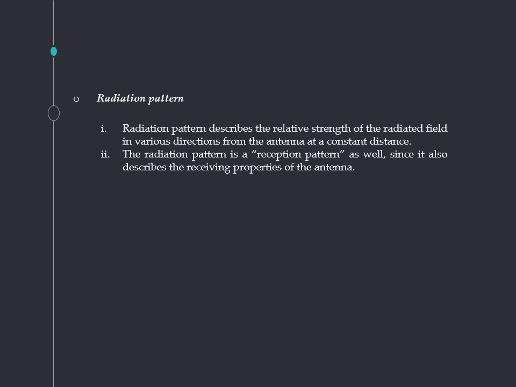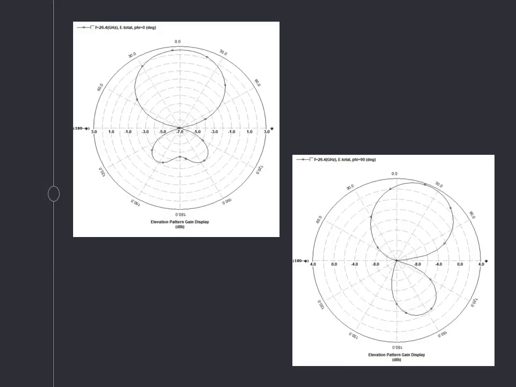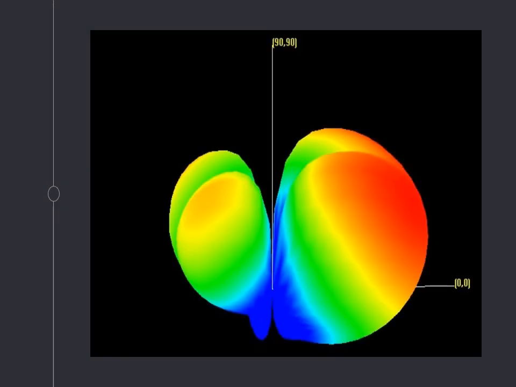Radiation pattern. It is the graphical representation of the energy radiated by an antenna. The energy radiated by the antenna is represented by the radiation pattern of the antenna. This is our radiation pattern in E plane for phi equal to 0 degree and phi equal to 90 degree. This is the 3D structure of our radiation pattern.